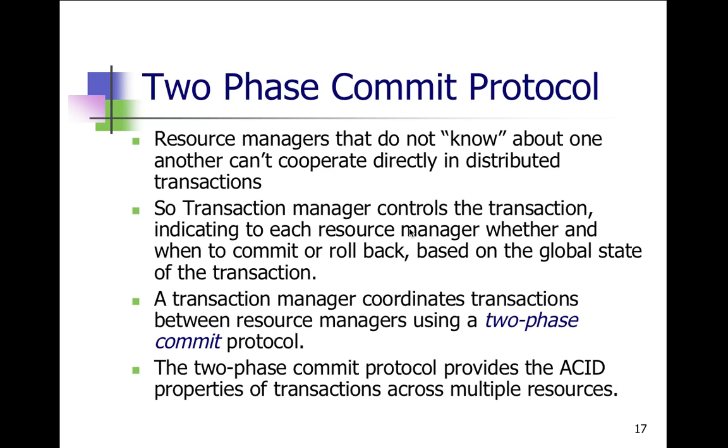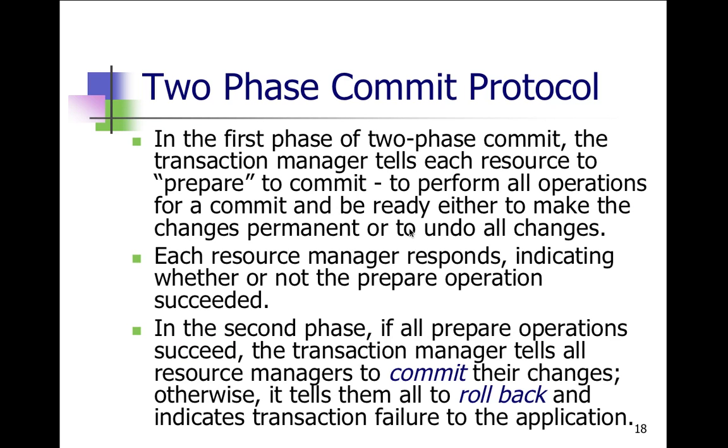What the two-phase is about is that it checks first and says, is this possible? Can we do it? And then the resources come back and check out and say, yes, you can. Then you do it. So there's just basically two steps to it. The first phase, the transaction manager tells the resource to prepare to commit, to perform all of the operations for a commit and be ready either to make the change permanent or to undo the changes. So it's kind of like putting a pre-lock on it. You know, say, hey, I've got this transaction that's going on and I just wanted to make you aware that the account is open and this transaction is going to happen. And then the resource manager over there says, okay, I'm waiting.